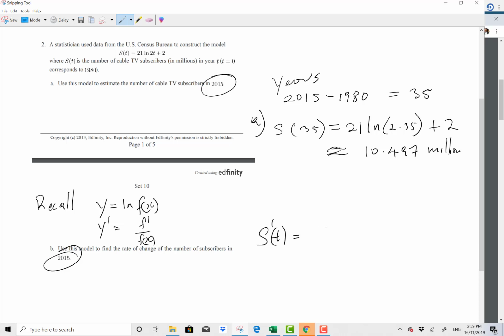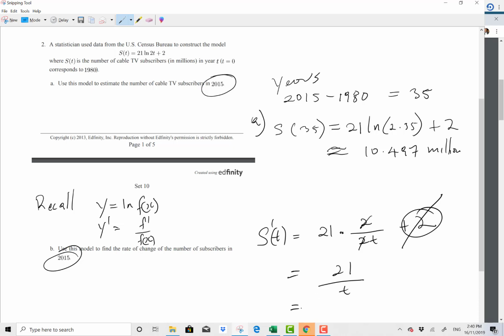So divide the derivative by the function. In this case we have 21, so that's going to be 21 times the derivative of 2t plus 2 over the original function. The derivative of that is obviously going to be 2, because if we differentiate the plus 2, it's going to be 0. So this 0 is going to be out. We're going to simply have 21 divided by t. And 21 divided by t, we need to do it in 2015.